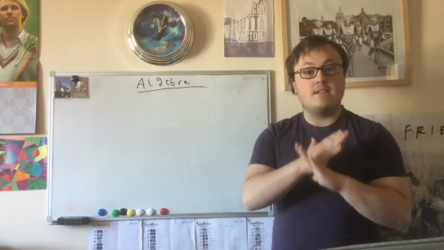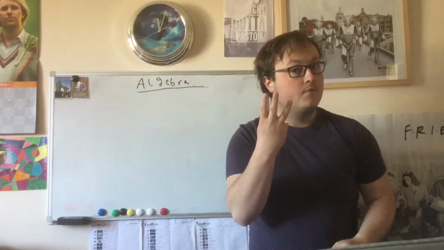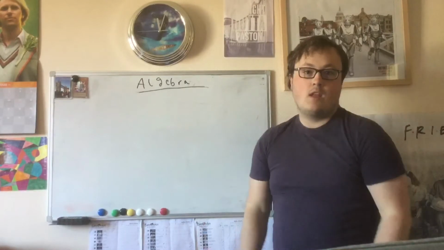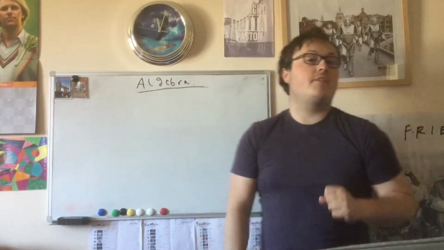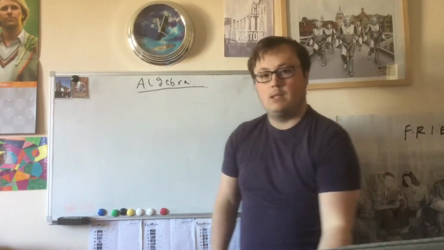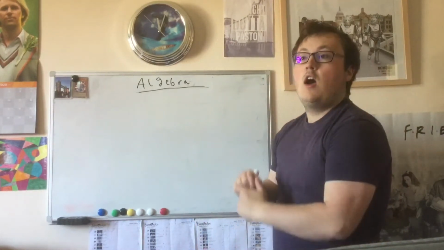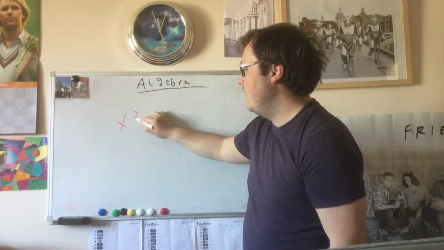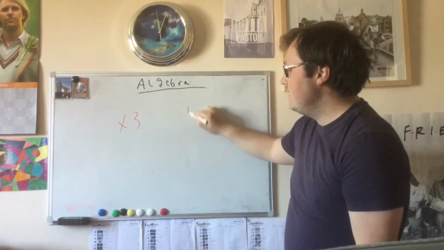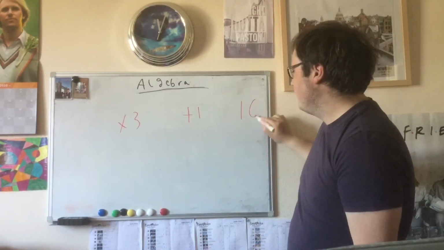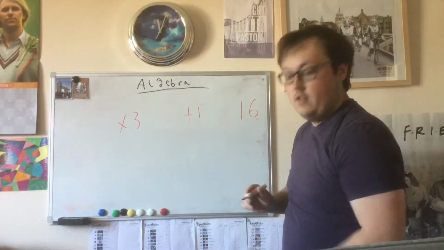So, I'm thinking of a number, okay? I times it by 3. And then I add 1. The number I end up with is 16. What's my original number? So, I'm thinking of a number. I times it by 3. Then I added 1 to it. And I ended up with 16.